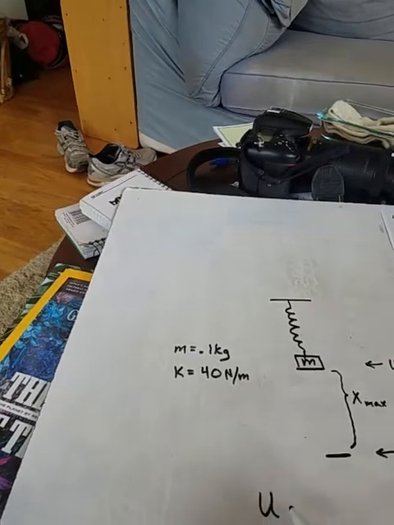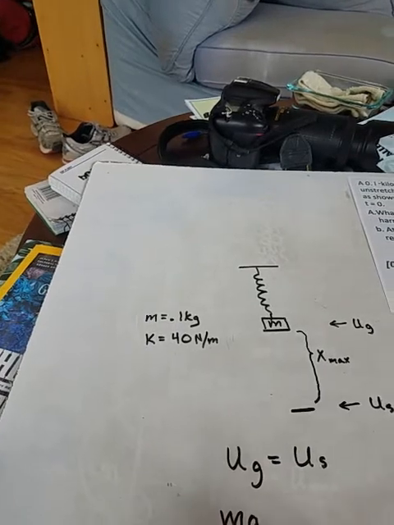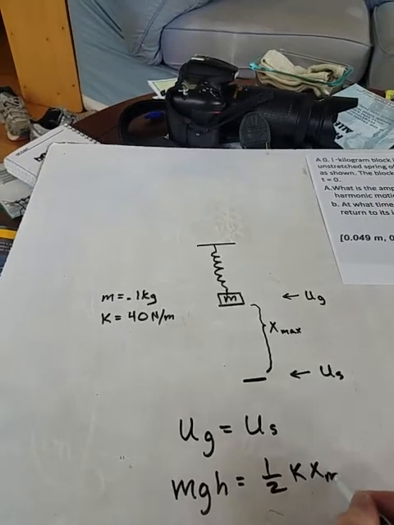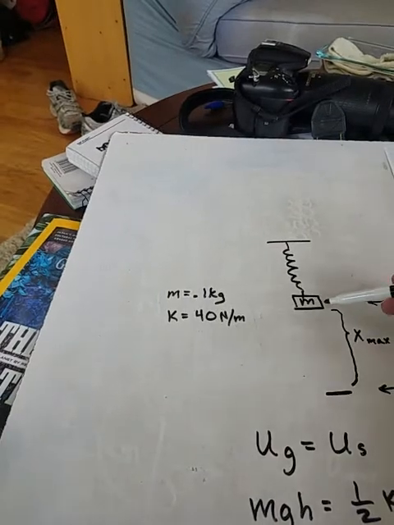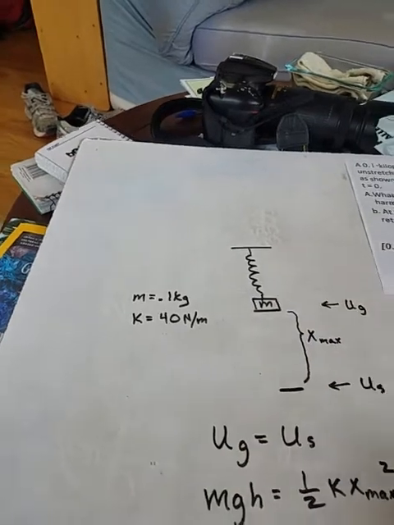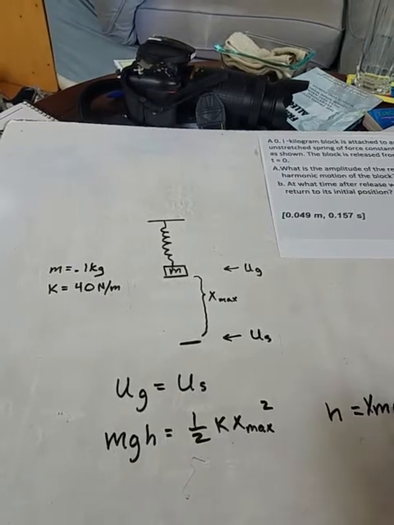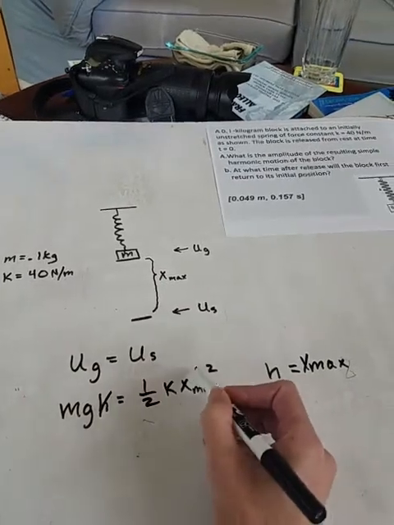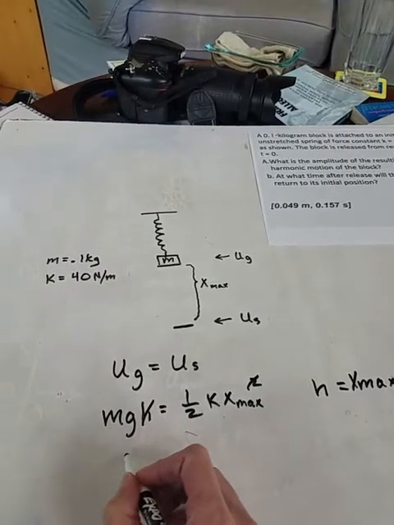So if we set these two things equal to each other, UG is equal to US, this is mgh equal to 1/2 K X max squared. But the height that this is above its furthest dropping point is X max. So h is equal to X max, which was the trick that we needed when we were doing our Bungee Barbie. So the h and one of the X's will cancel, and we can solve for the other X.